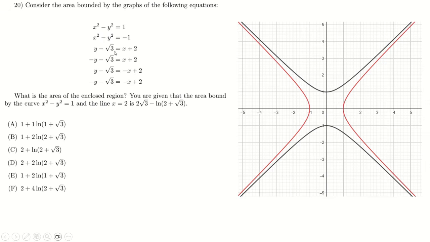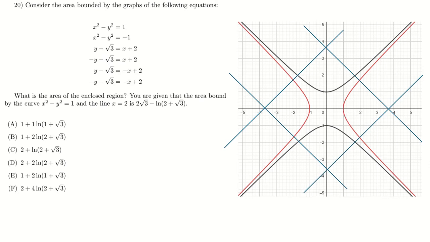Of course, these are just a bunch of lines. This one has gradient 1, y-intercept 2 plus root 3, which is roughly up here somewhere. And likewise, this one gradient minus 1, I guess, because of this minus. And so you end up with a square like this. So you have to be careful to draw those reasonably. I mean, my drawing is pretty terrible, but I think it's just about going to work.